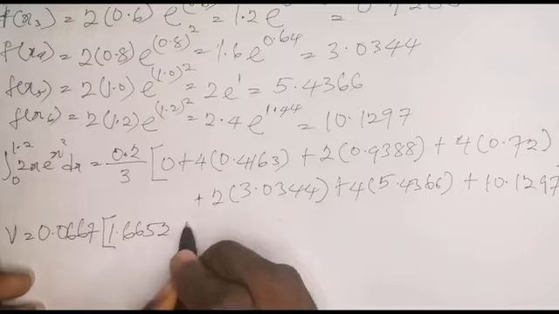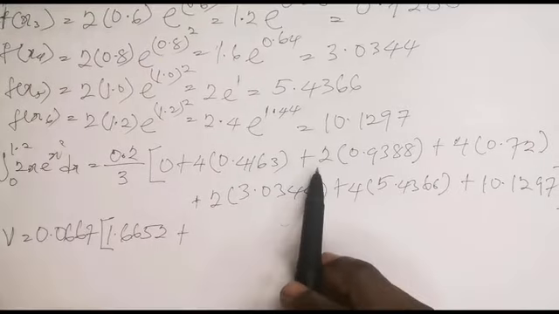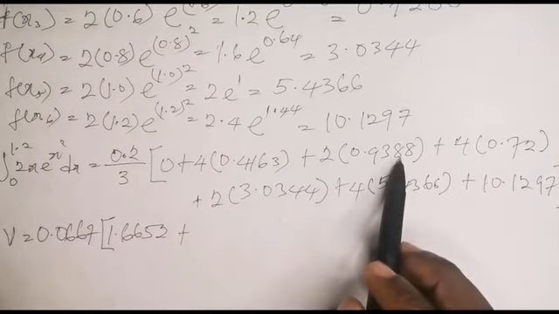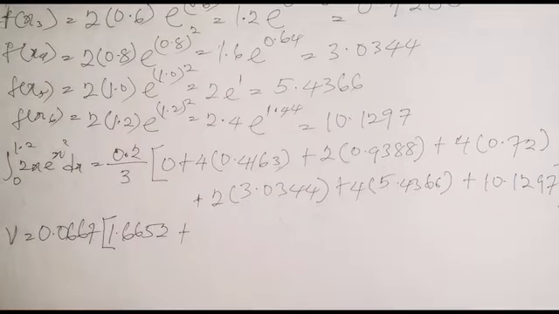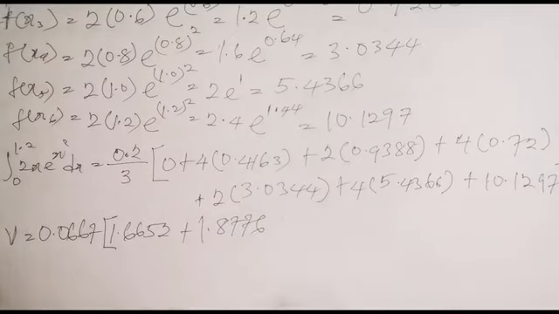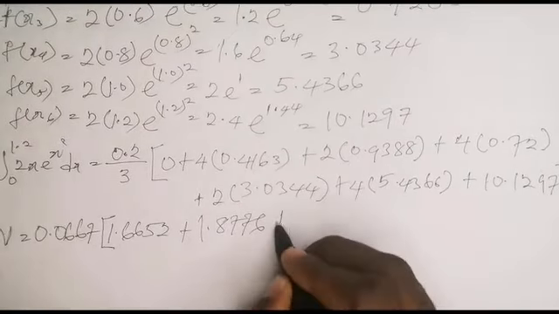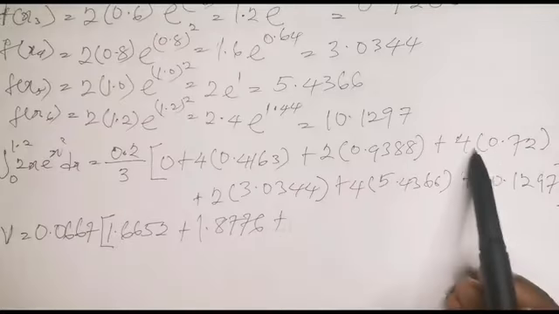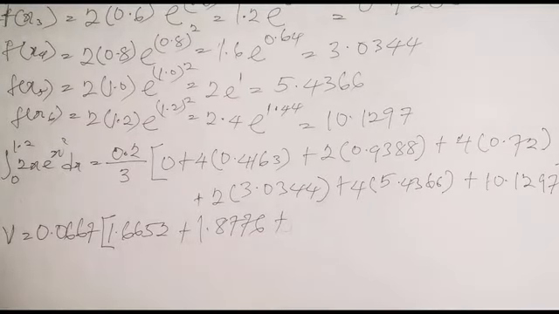So you have 1.6652. Okay, plus now we find 2 times 0.9388. That simply gives us 1.8776. Okay, next we find plus 4 times 0.72. That gives us approximately 2.88.